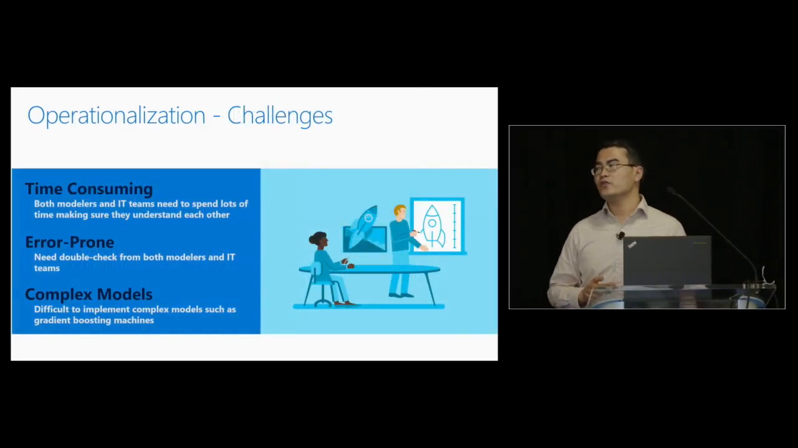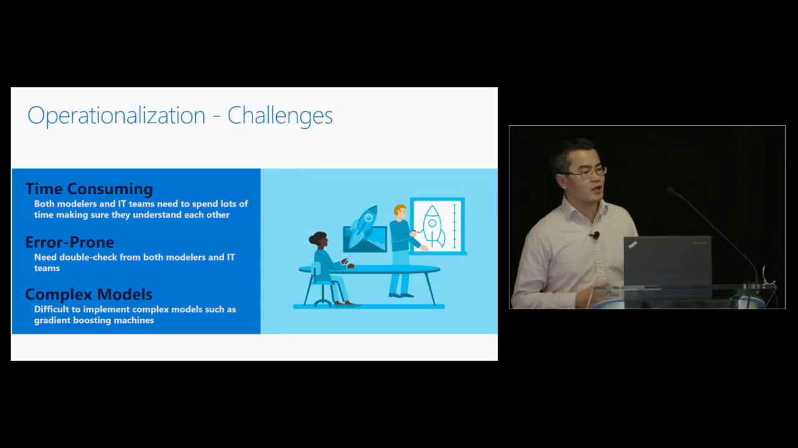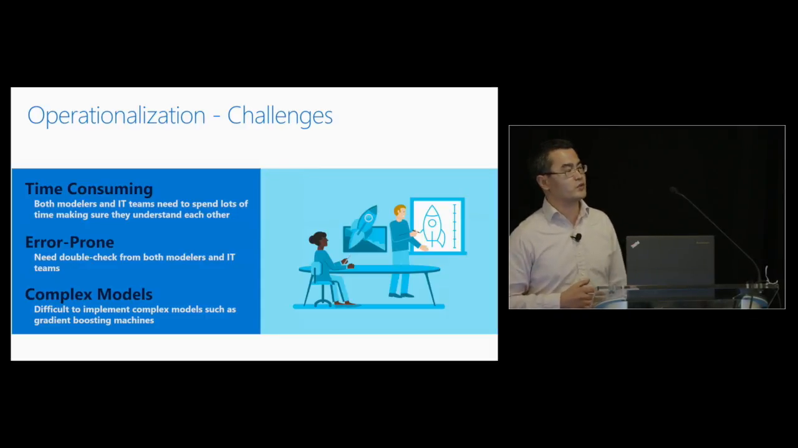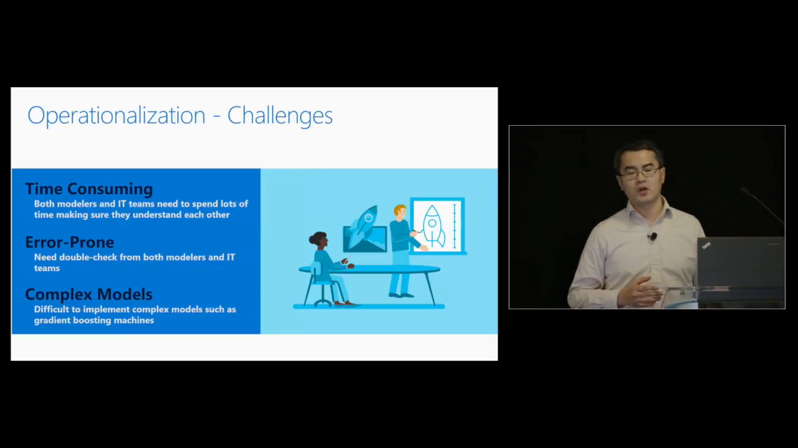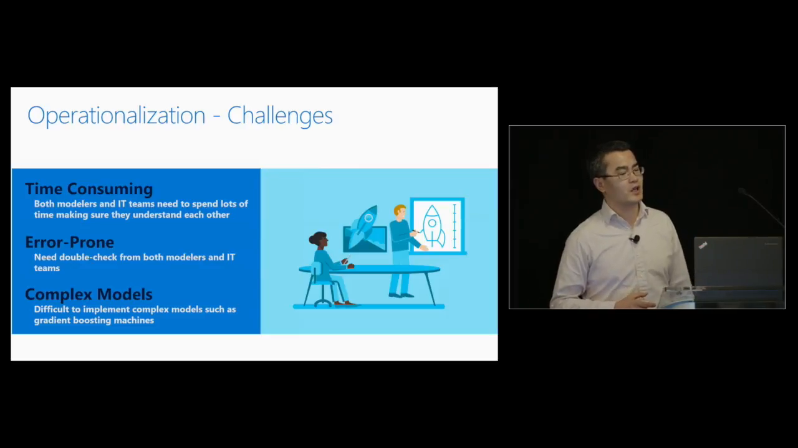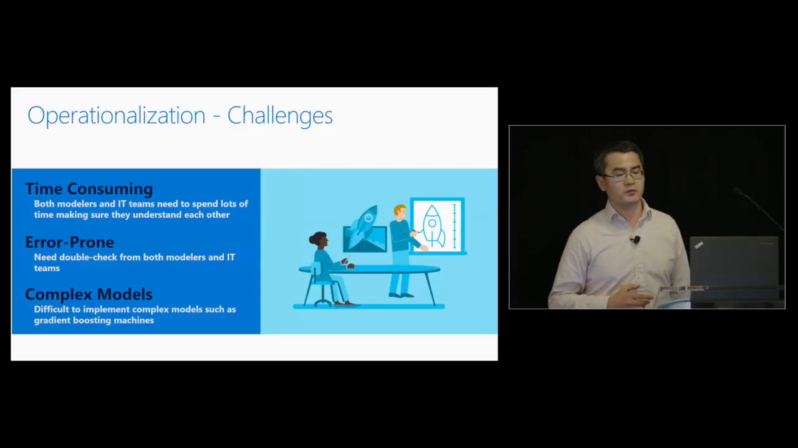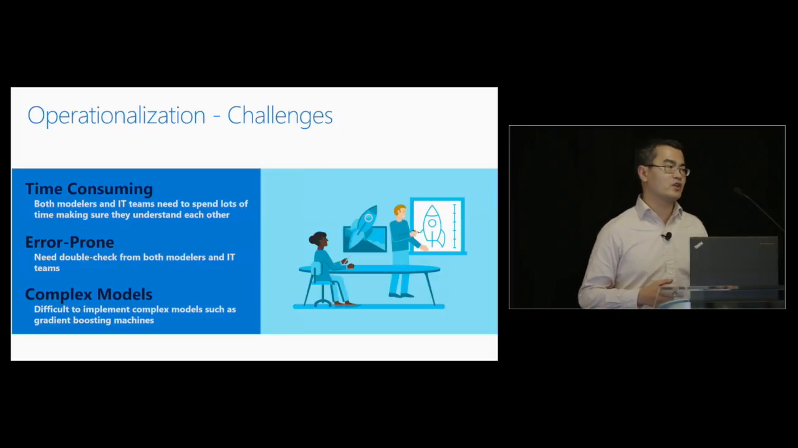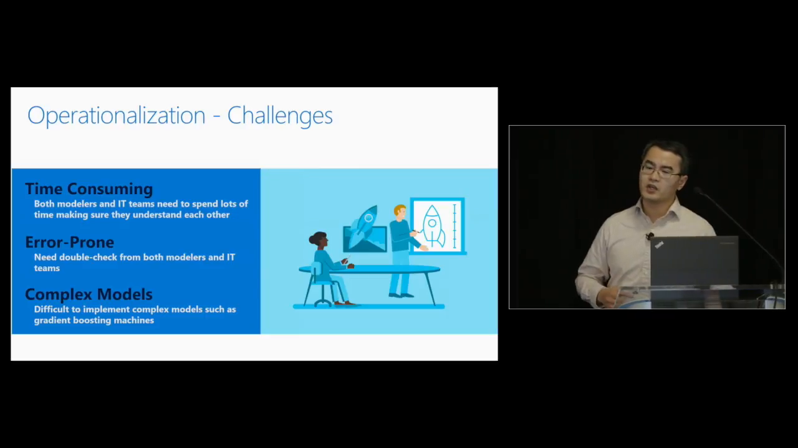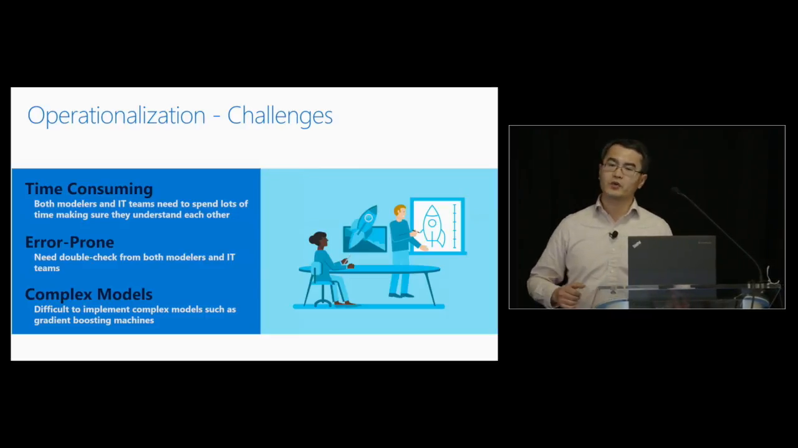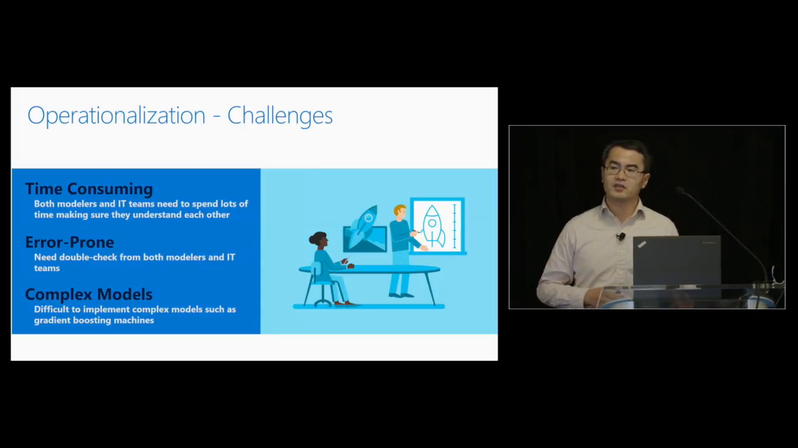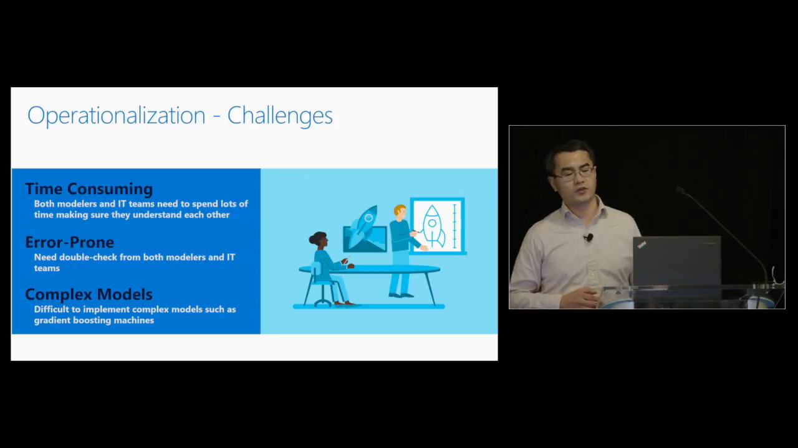And there are several challenges here. First, it's time consuming. Both data scientists and IT teams need to spend a lot of time making sure they understand each other. It's error prone, so both teams need to double check and make sure they're doing it correctly. Finally, it is a challenge for complex models. If you have a GBM model, gradient boosting machines, how can you tell your IT team to implement a model, right? It's a challenge. For simple models like linear regression, logistic regression, you can write out the formula, and the IT team knows how to implement that. But for tons of trees, it's unrealistic to ask them to do that for you.